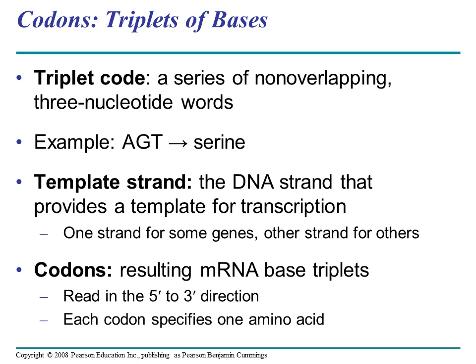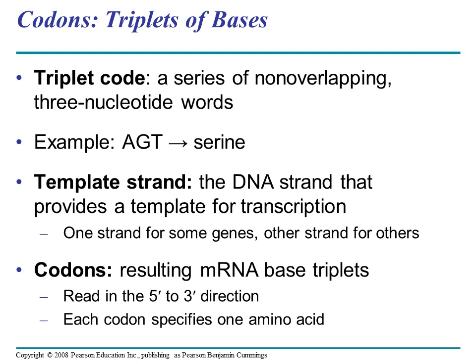So, the DNA is arranged in a triplet code, a series of non-overlapping 3 nucleotide words. So, for example, any stretch of DNA that has A, G, T is going to code for the amino acid serine.